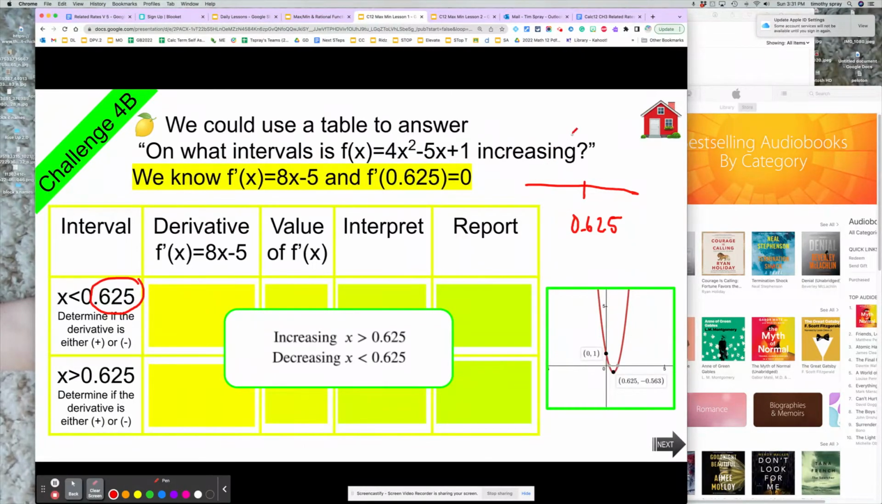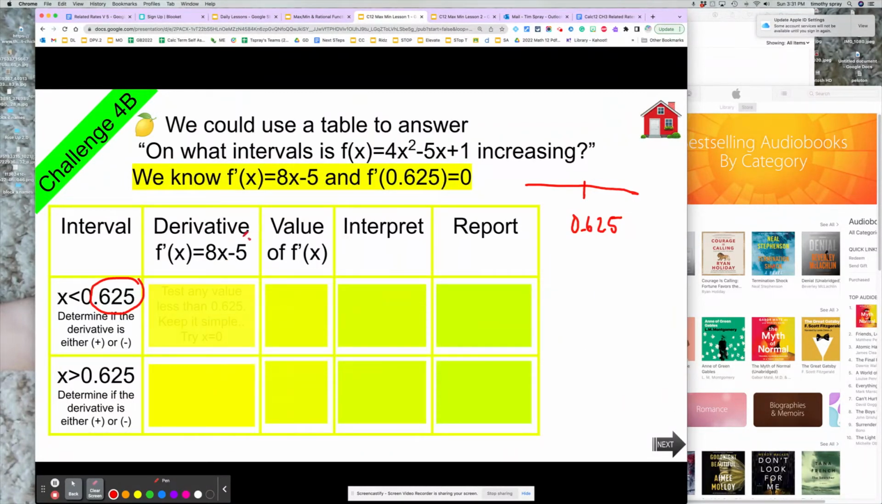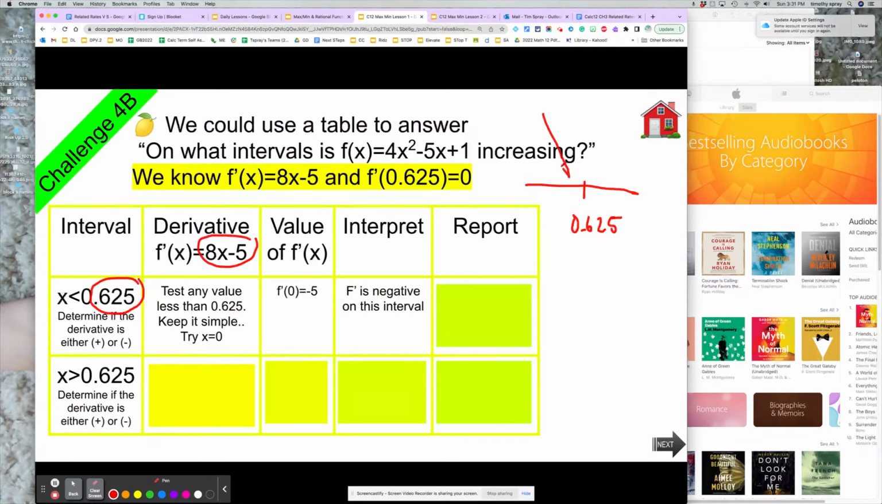So either it's going to be increasing on this interval or decreasing. All I'm going to do is choose a number that's less than 0.625. It could be 0, -10, -100, any number, and we're just going to put it into the derivative. When we put 0 in there, we get -5. So the value of the first derivative is -5, which means that it's a decreasing interval. So it's going to go something like this, which means it's decreasing.